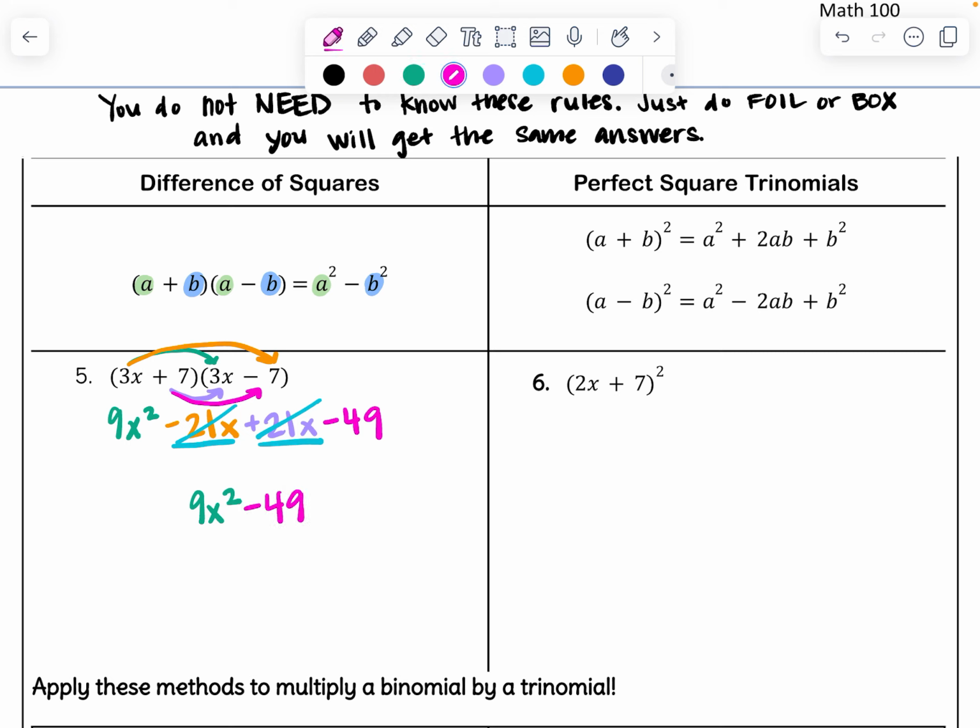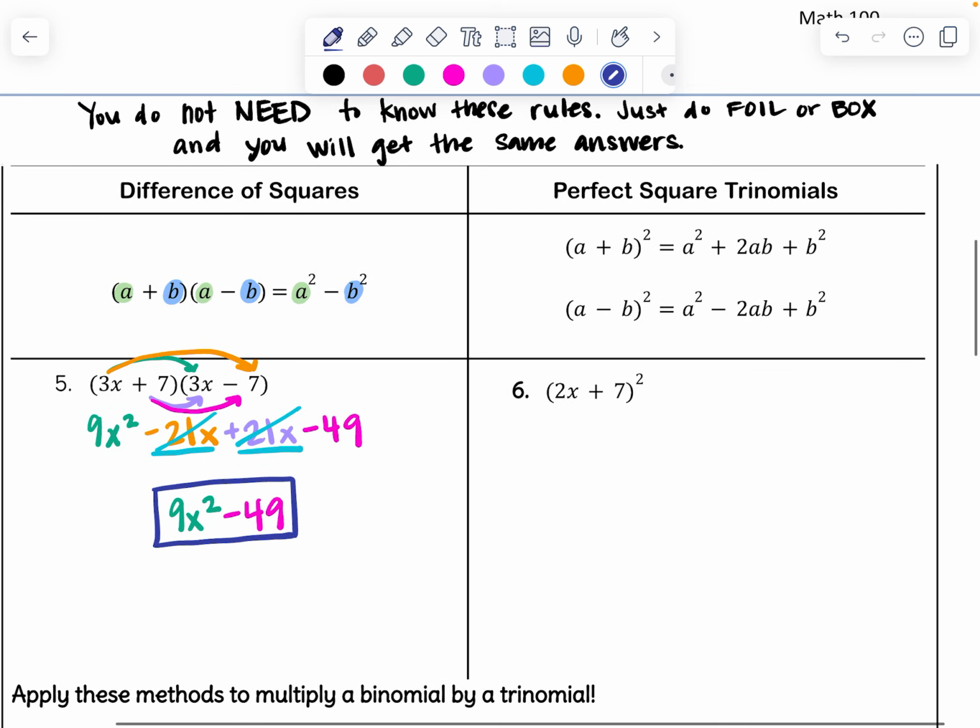Now, you'll notice that if I would have just recognized that that was a difference of squares, I could have just said 3x times 3x is 9x squared, and 7 times negative 7 is negative 49. But again, you don't need to memorize that rule, just use one of the methods and you'll still get that answer. So this is the case where you'll multiply a binomial by a binomial and your answer will not be a trinomial. It will be another binomial. Only happens when you have a difference of squares.